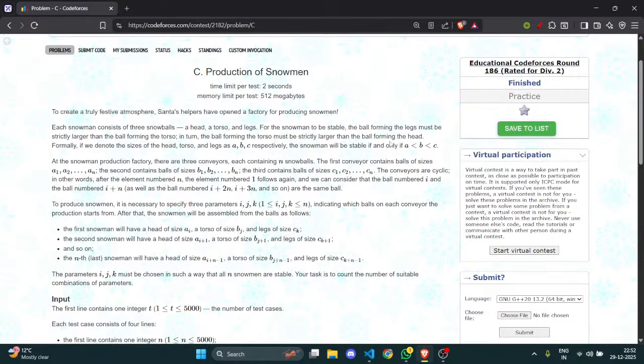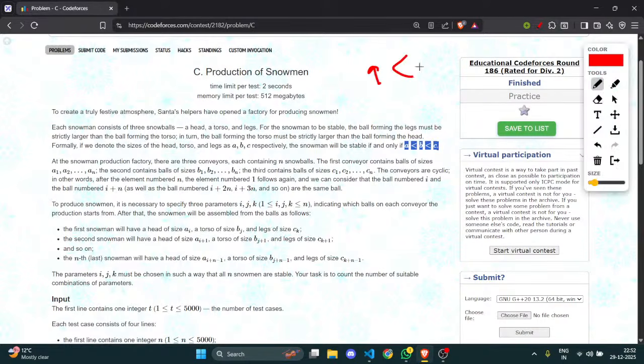Okay. So we are given three conveyor belts, which means A, B, and C. The rule is A should be greater than B greater than C. We need to remember this. This is head, this is torso, this is leg. So A should be greater than B, and C should be greater than B.